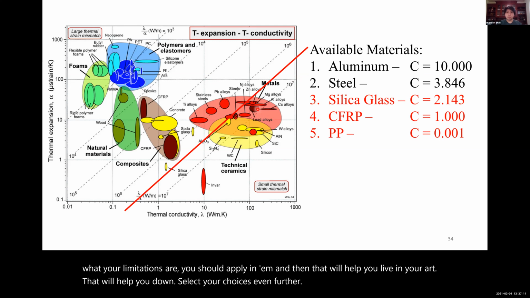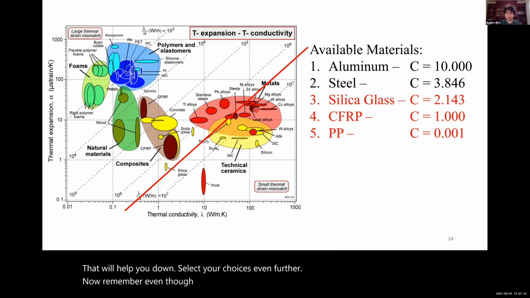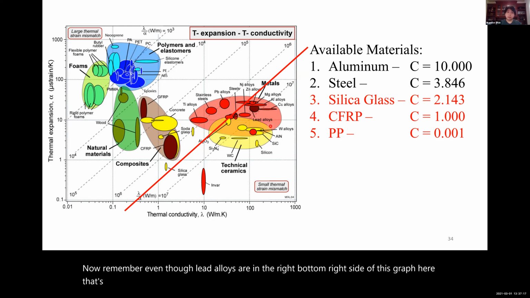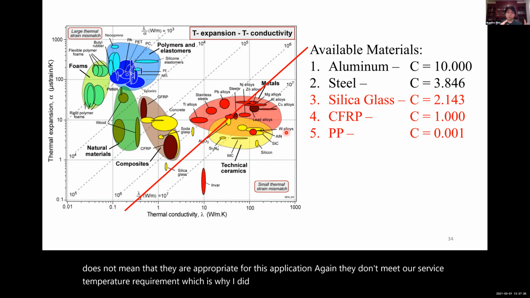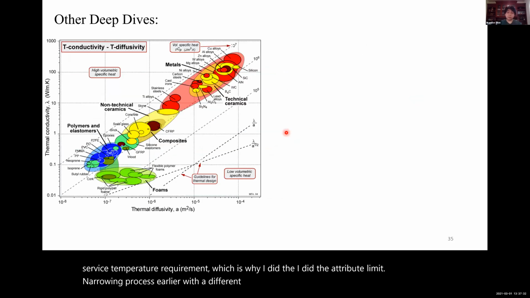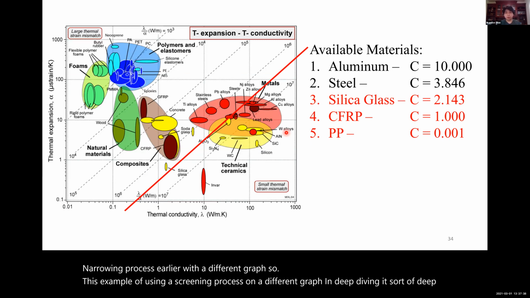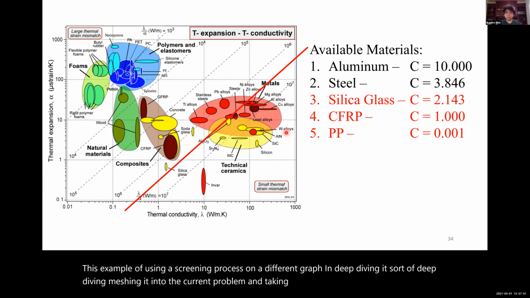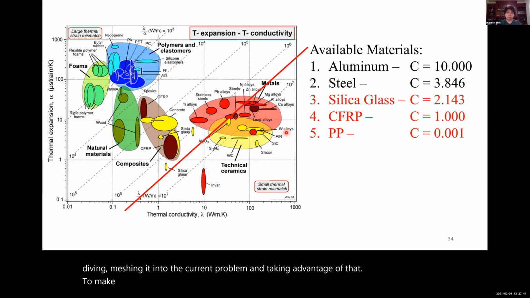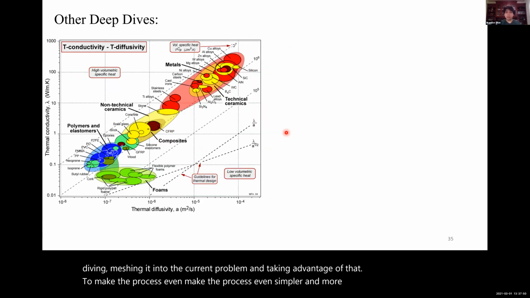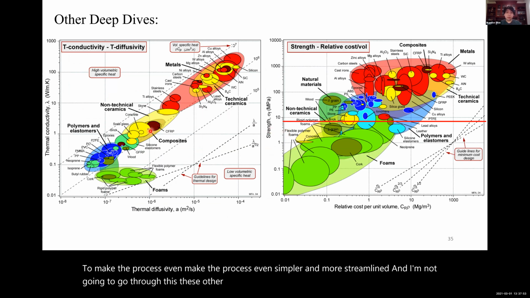Now remember, even though lead alloys are in the bottom right side of this graph here, that does not mean they're appropriate for this application. Again, they don't meet our service temperature requirement, which is why I did the attribute limit narrowing process earlier with a different graph. So that's an example of using a screening process on a different graph and meshing it into the current problem, taking advantage of that to make the process even simpler and more streamlined.